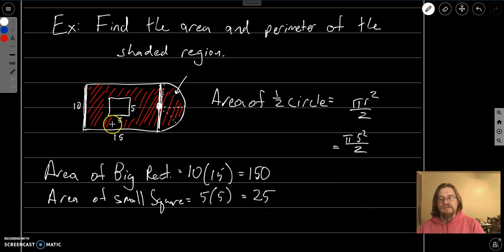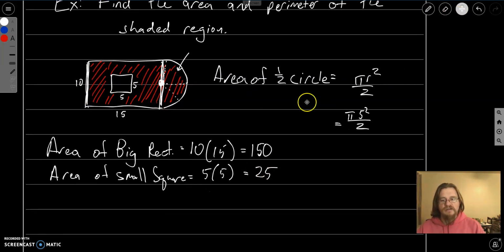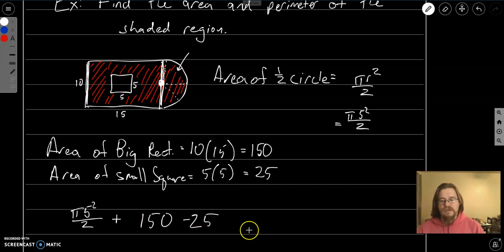So to find the total area, I'm going to take the area of the half circle on the right hand side, which was pi times 5 squared over 2. I'm going to add the area of the big rectangle, and I'm going to take away the little piece that we've cut out. And this will give us our answer.